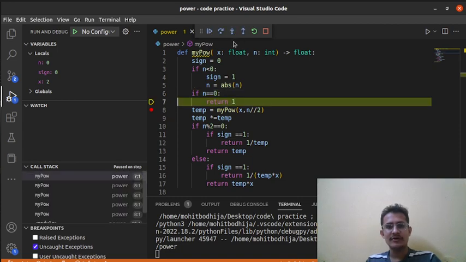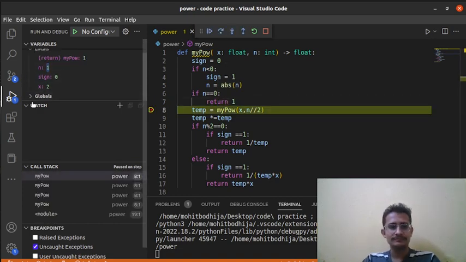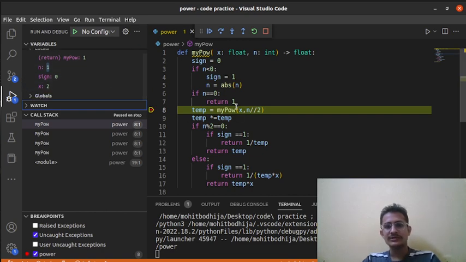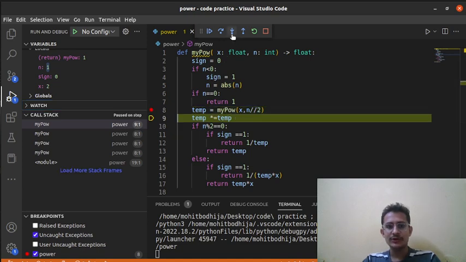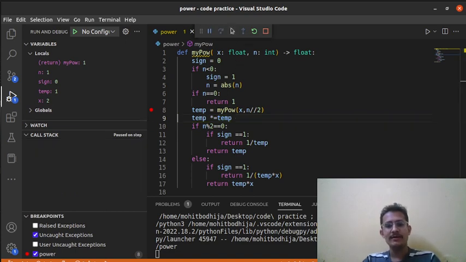So let's see how we are traversing back. Return 1. So this my power will return 1. It means temp value has become 1 now. So the variable temp has the value 1. Now temp will be temp into temp. So 1 into 1 will be 1.